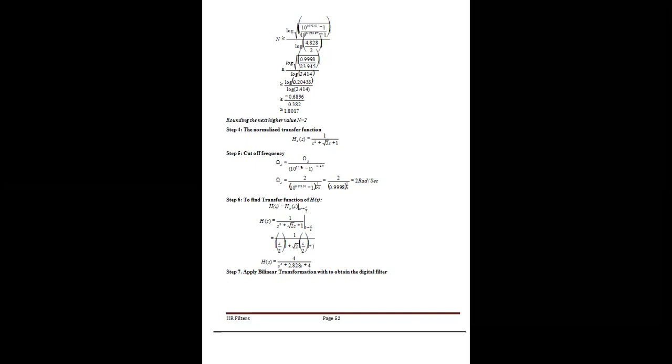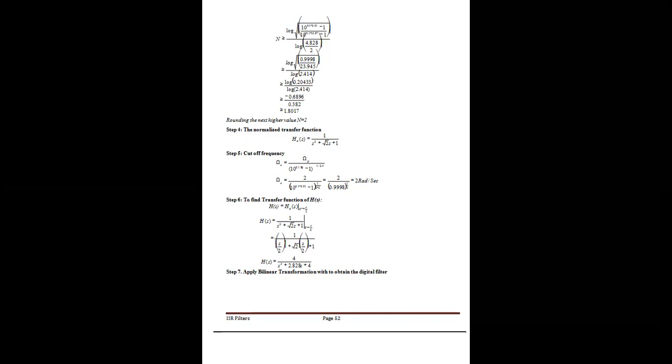Sixth step, we have to find the transfer function H(s). So we replace s with s/2, because we are finding the transfer function. Since it is a low pass filter, we replace s by s/2, whereas in the case of a high pass filter, we replace it by Ω_c/s. So we have (s/2) the whole squared plus root 2 into (s/2) plus 1.